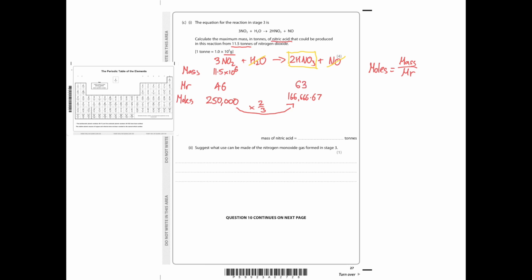The MR for nitric acid is 63, and I rearrange my equation to mass is equal to moles times MR. If I do this calculation of 63 times 166,666.67, I get an answer of 10.5 times 10 to the 6 grams, which comes out at 10.5 tons. Part C asks what use can be made of the nitrogen monoxide gas formed in stage 3. If I look at my experiment, I can see that it can be reused in stage 2, as shown here in a screenshot of the previous page.